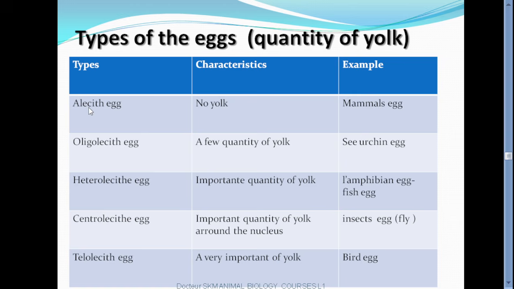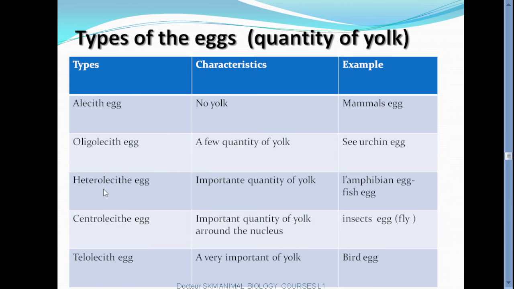So let's start with the first one, the alecithal egg, which doesn't contain yolk. It's the case of mammal's egg, because the development of the mammal's embryo is inside the body. The second one is the oligolecithal egg. Here we find a small quantity of yolk. You have several examples, such as the sea urchin egg.